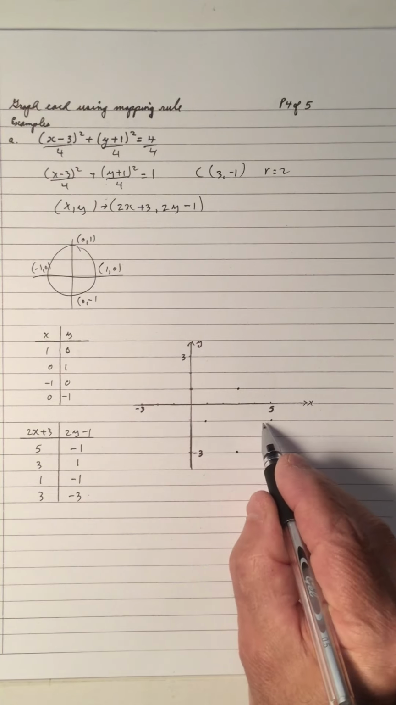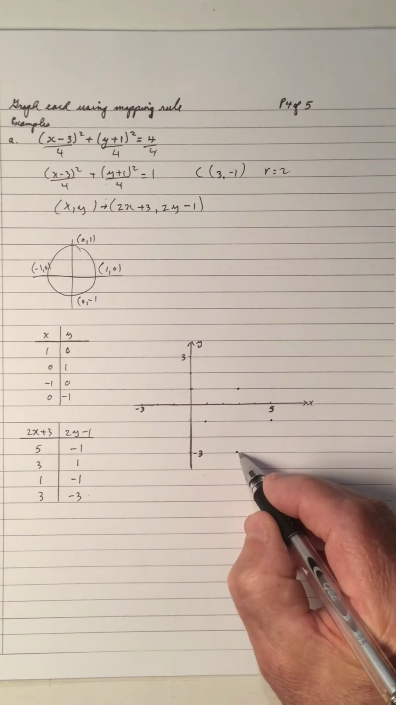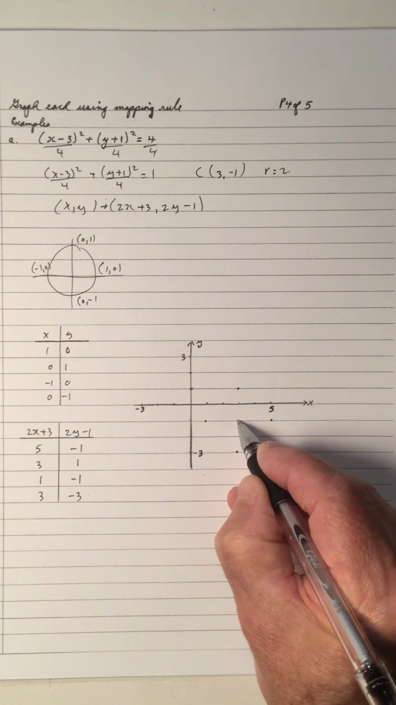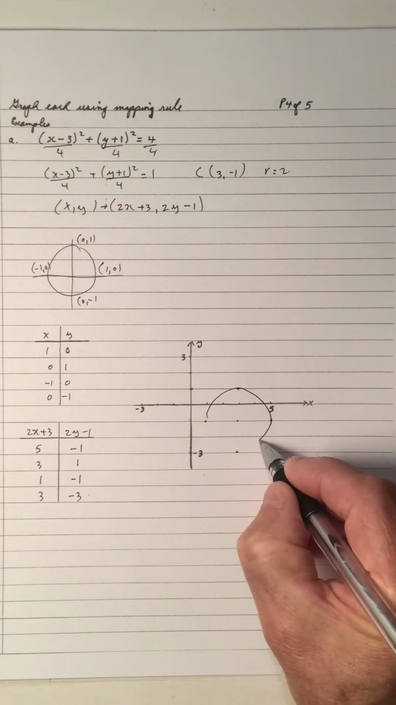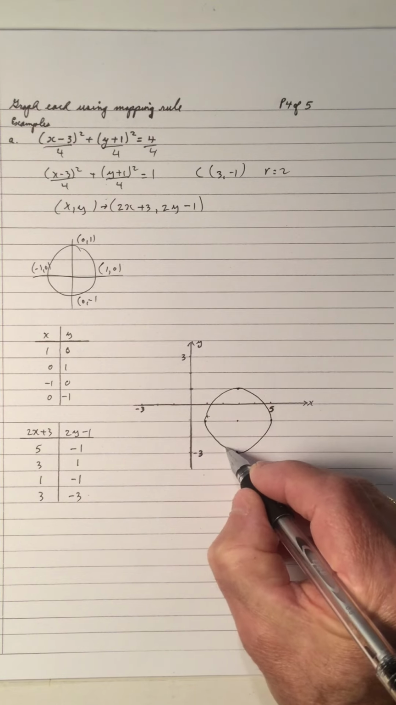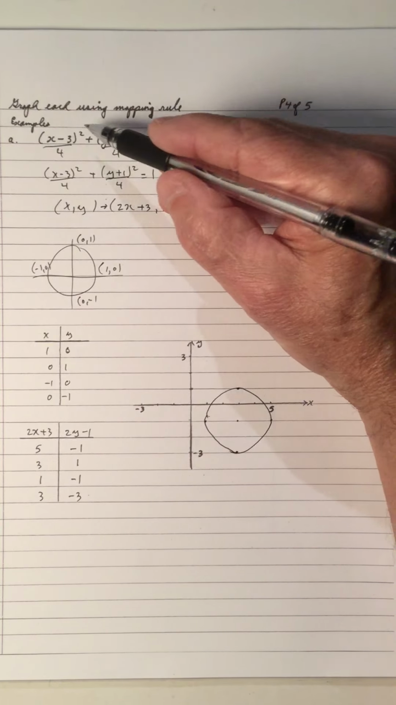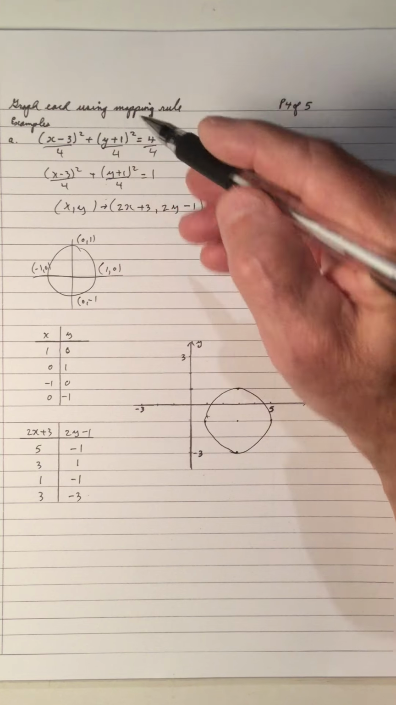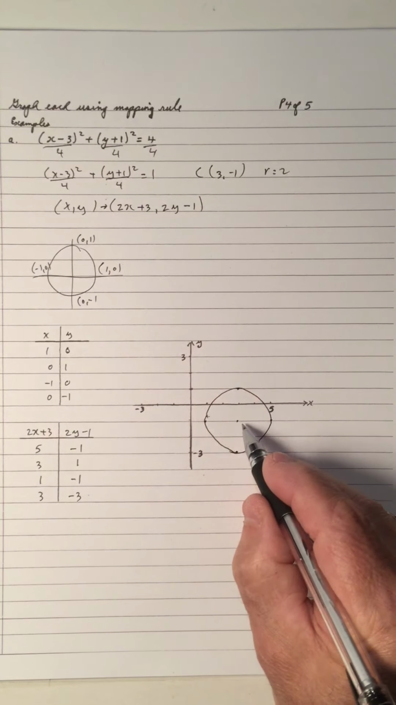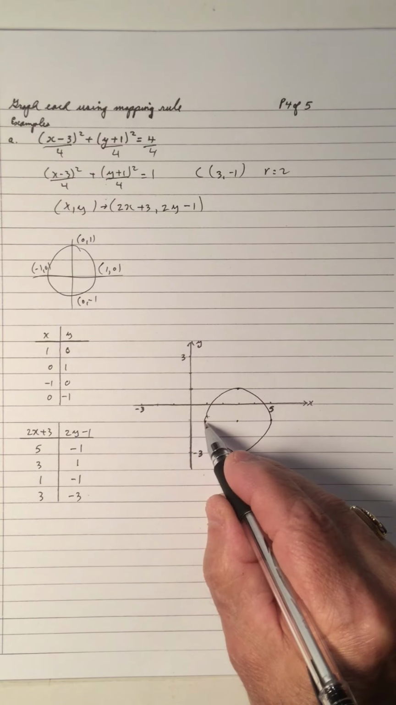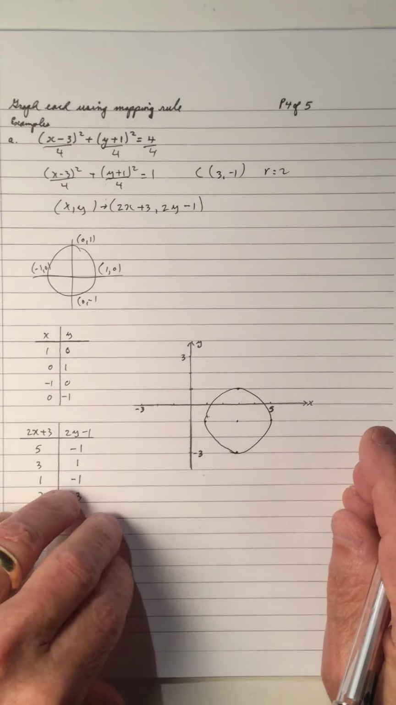The center is the midpoint of the horizontal axis and the midpoint of the vertical axis. So the center is right there at 3, negative 1. So here's the circle, and we graphed it by a mapping rule. And again, the fast way to graph a circle is plot the center of 3, negative 1. Right here, x is 3, negative 1. And the radius is 2, so we go 2 right, 2 left, 2 up, 2 down, and draw a circle to those 4 points. That's the fast way.